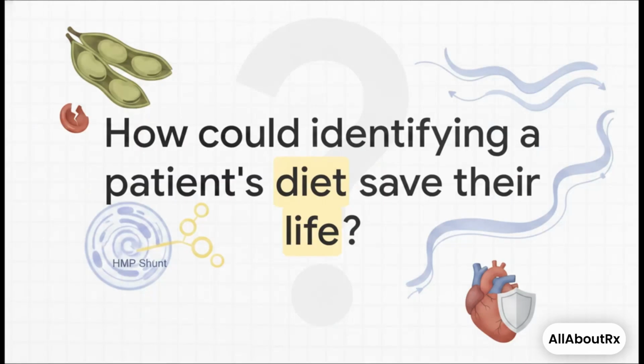I want to leave you with a thought to really tie this all together. How wild is it that simply asking about a patient's diet, like finding out they love fava beans, could literally save their life? By understanding this invisible microscopic world of the HMP shunt, you get the power to predict and actually prevent a massive macroscopic event like a hemolytic crisis. Biochemistry isn't just a bunch of textbook pathways to memorize, it's literally the baseline language of human health.